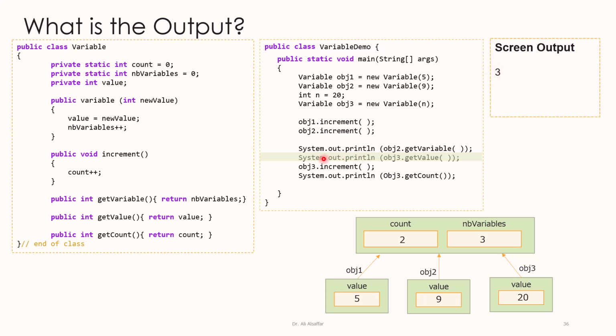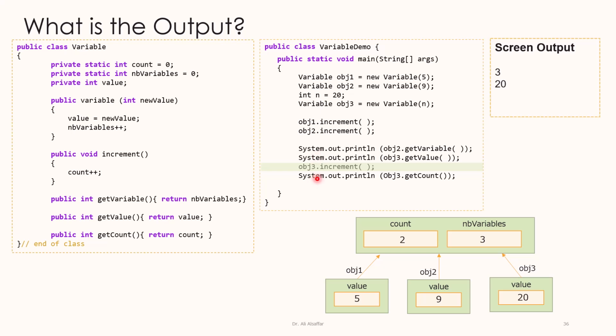The next statement is similar to the previous one, but this time we are calling the method getValue for object 3, and inside getValue the method retains the value of the instance variable, and the value for the instance variable for object 3 is equal to 20, so therefore print will print 20 on the screen.